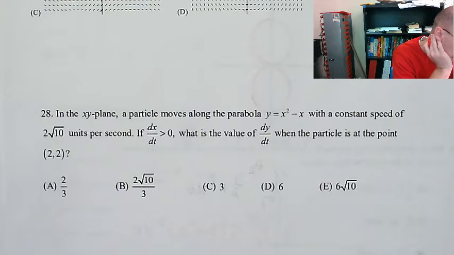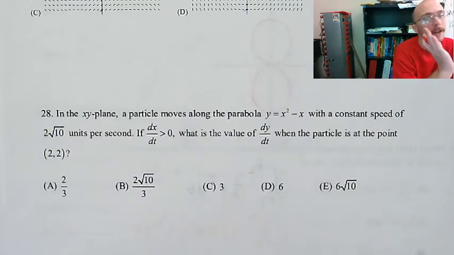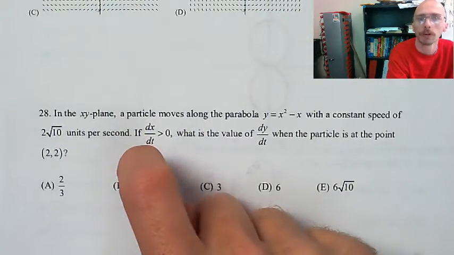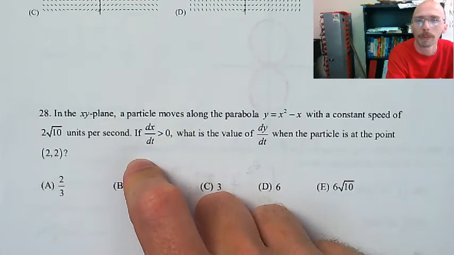If dx/dt is a positive number, what's the value of dy/dt when the particle is at the point (2, 2)? Okay, now, this is the first time we've done this, so I'm going to just warn you. Number 28 in general is going to be the hardest problem on the exam.